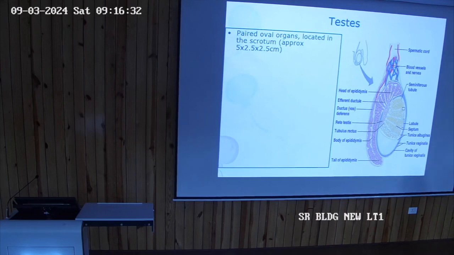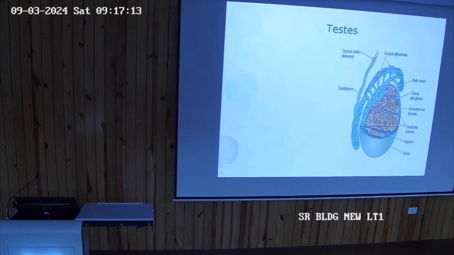Now the inner part of this testis is divided into a number of lobules by septa extending from the mediastinum testis. Each of these lobules has 1 to 3 seminiferous tubules. These seminiferous tubules are lined by seminiferous epithelium, which has 2 types of cells. This we have discussed. The spermatogonia are protected by the lateral processes or junctional complex of the surrounding Sertoli cells, forming the blood testis barrier, which protects the spermatogonia from the outer environment and from the immune system. So these are the layers that we have discussed.